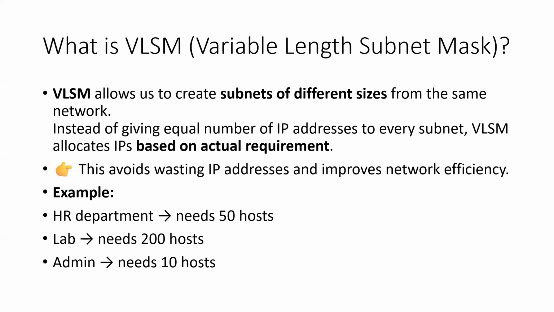So what is VLSM? VLSM is variable length subnet mask. This allows us to create subnets of different sizes from the same network. Instead of giving an equal number of IP addresses to every subnet as in classful addressing, VLSM allocates IPs based on actual requirements. It avoids wasting IP addresses, and this also improves network efficiency. For example, the HR department needs 50 hosts, the Lab needs 200 hosts, and Admin needs 10 hosts. So here we can find a new subnet mask for each network, and the IPs will be allocated accordingly.